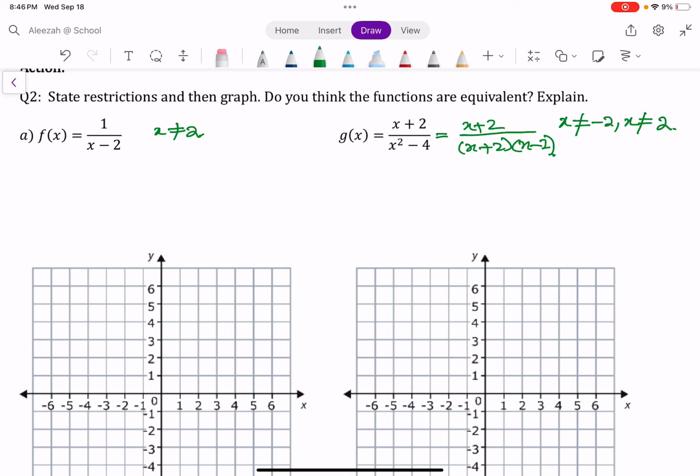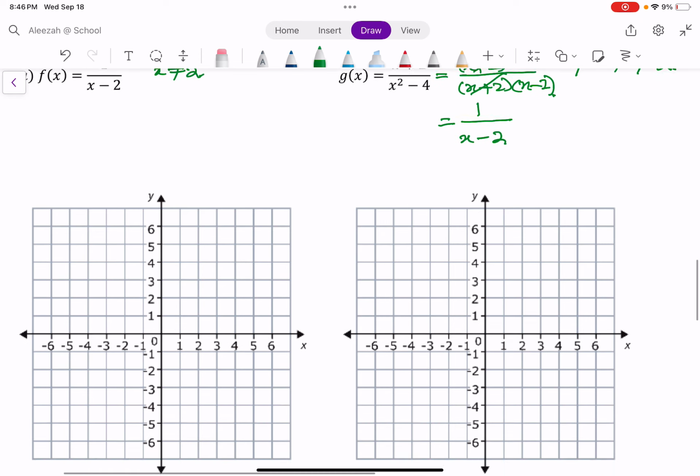But you know that I can also simplify it because I have a common factor. So I can cancel that out, and my function will be 1 over x minus 2, right?